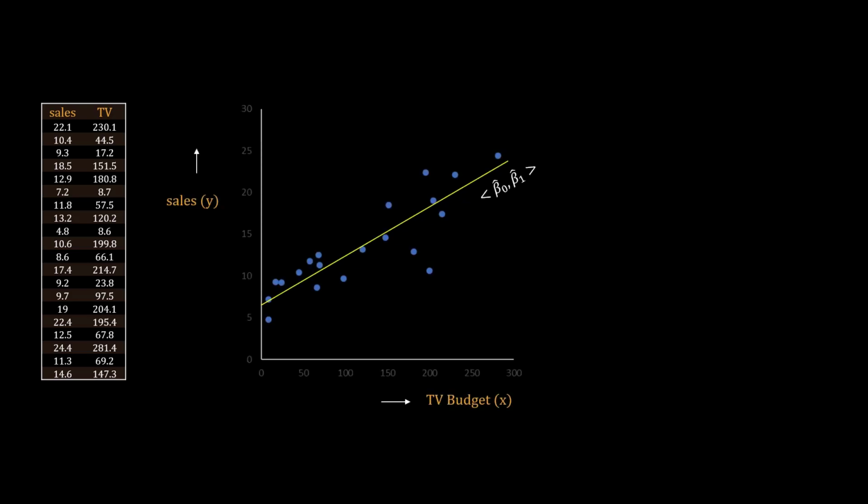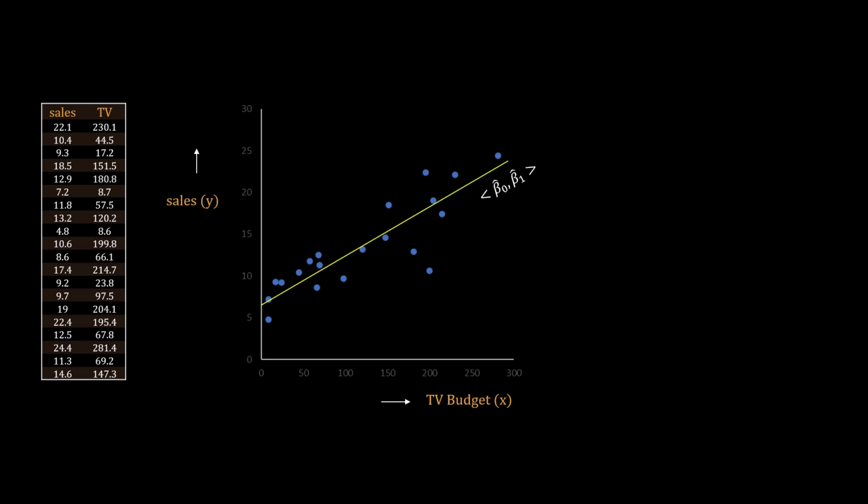Let's say we have a simple linear regression case where we want to predict sales Y given TV budget X. Here is a sample data with n equals to 20 data points. The ask is to estimate beta 0 and beta 1. In other words, find a straight line that best fits the data.